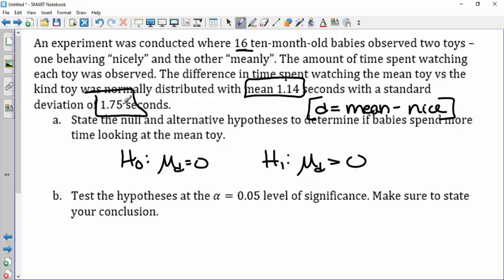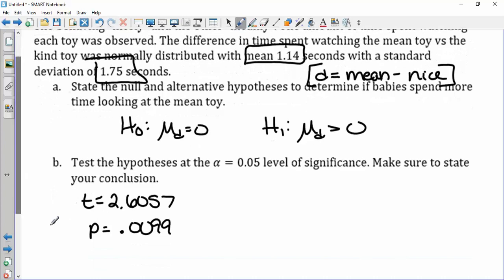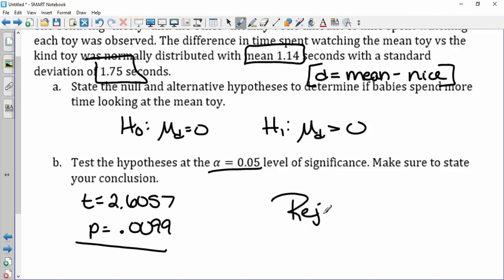All right, we were testing greater than, so calculate. So we get a t of 2.6057. Probability is 0.0099. All right, compare that to alpha. We only reject if our p is less than alpha. So what would we do here? Reject. This probability is smaller than alpha.